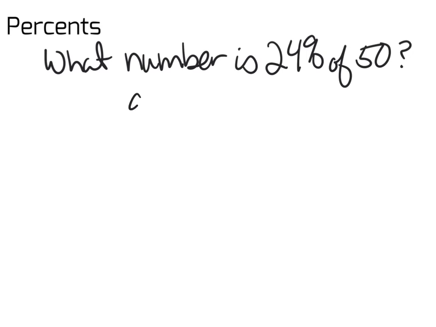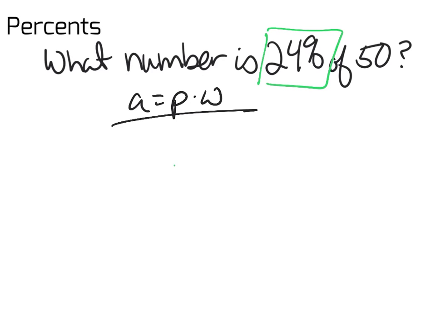What number is 24% of 50? And we're going to use this equation to figure it out. So the first thing that I see is the 24%. That's our percent. So I'm going to put 0.24 because I'm going to write that percent as a decimal. Okay, and then I see of 50. And I know that of is your whole number. So I'm going to take 0.24 times 50. So I'm solving for my part.